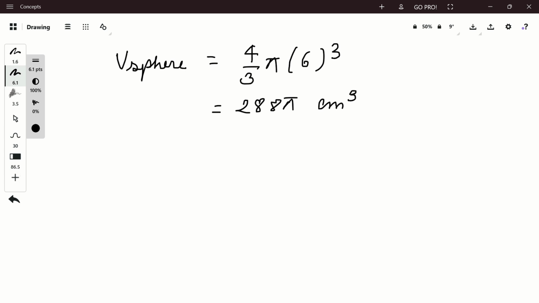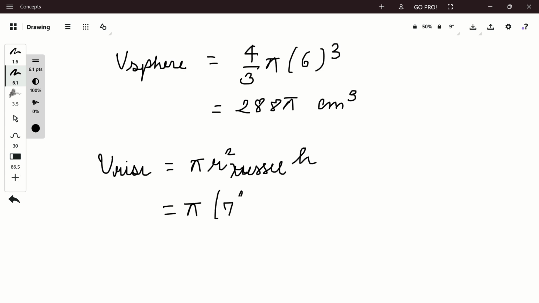The displaced water rises in the cylindrical vessel, forming a smaller cylinder of radius r vessel equal to 7 centimeter and height h, the rise in the water level. The volume of the smaller cylinder is V rise, which is equal to pi r square vessel into h, which is equal to pi 7 square h, which is equal to 49 pi h.